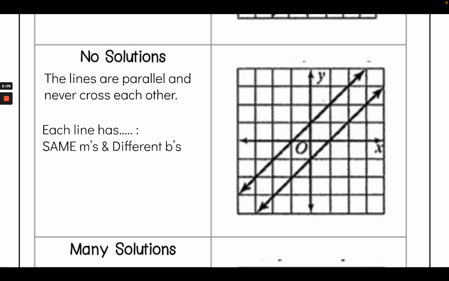When we're looking at the set of equations, they have the same slope, but they have different y-intercepts. So same m's, but different b's. And here's an example of what it looks like. So here I have y equals 2/3 x plus 5 and y equals 2/3 x minus 1. We can see the slopes are the same, but their y-intercepts are different. Again, when we have same slopes but different b's, our graph will never cross. They'll be parallel lines.